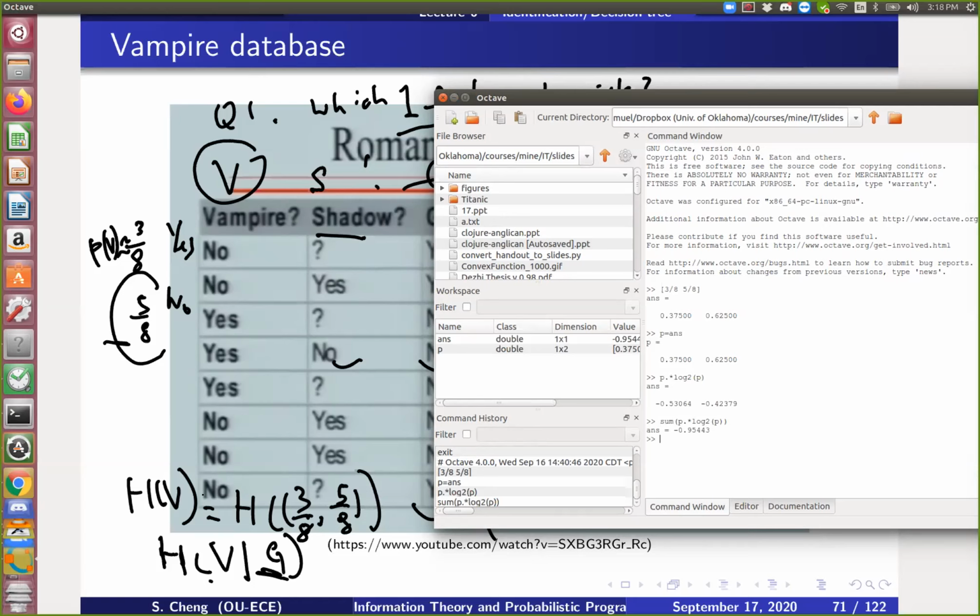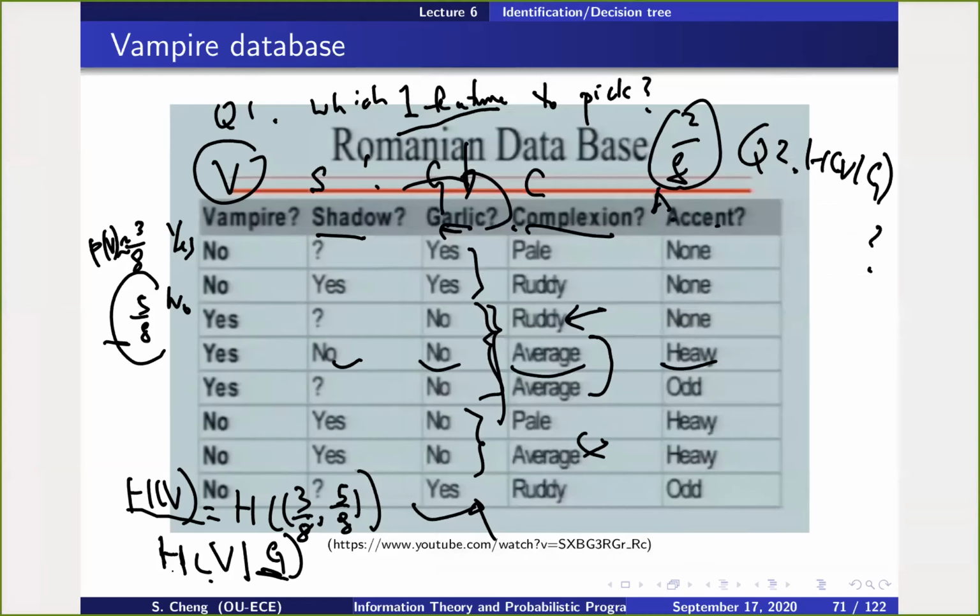So how about H(V over G)? Okay, be careful. I'm computing H(V) here, I'm not computing H(V given G) here. I'm asking the second question, which is, what is H(V given G)? Still 0.95? I doubt it's 0.95. It should be smaller, right?